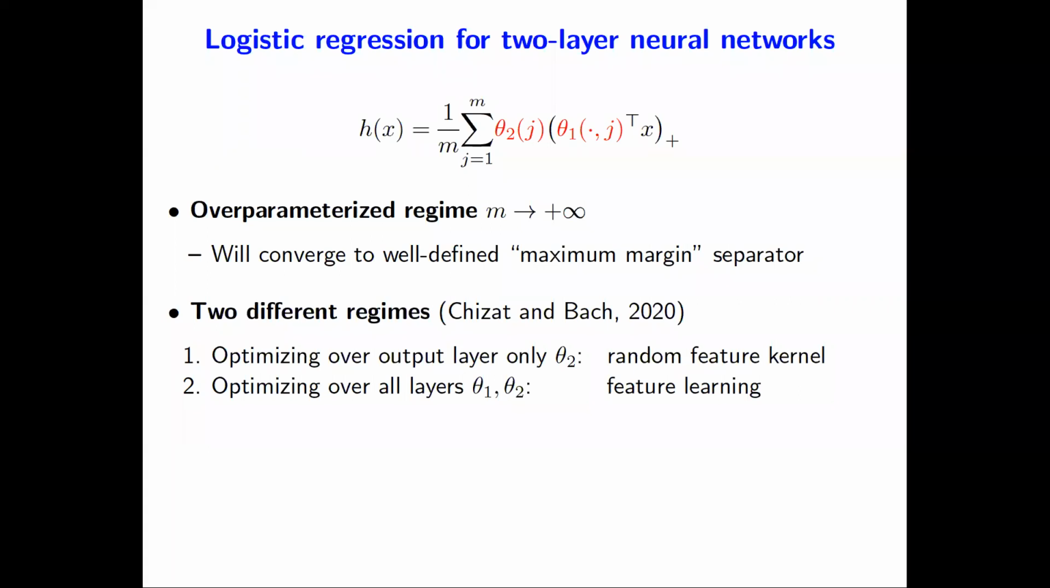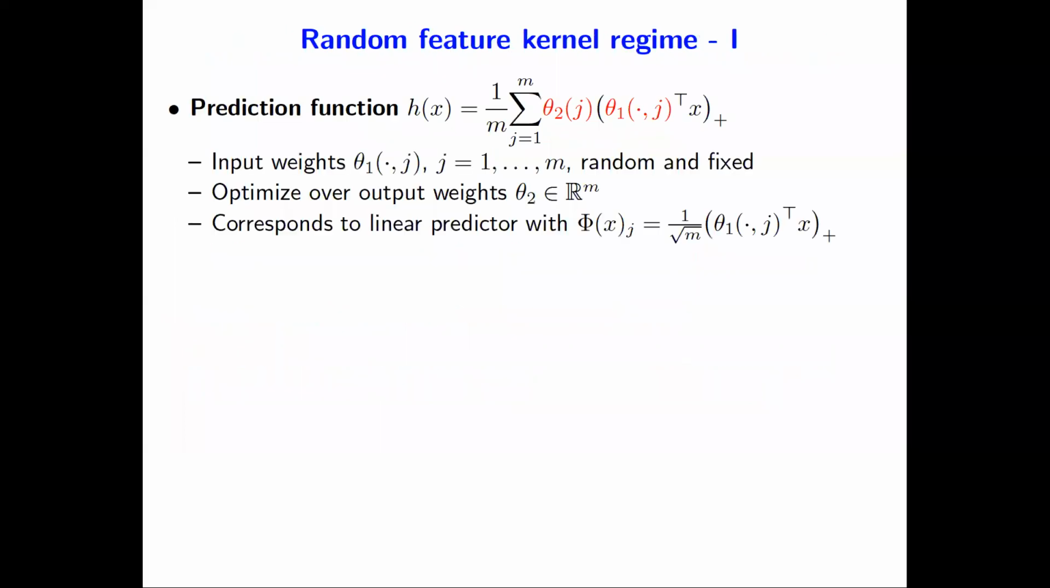So I'm going to consider two different regimes. The first one where I only optimize over the output layer, theta2. And this will lead to the so-called random feature kernel regime. And one where I optimize over the two layers. This is the interesting part. So let me first go over optimizing with respect to the last layer.